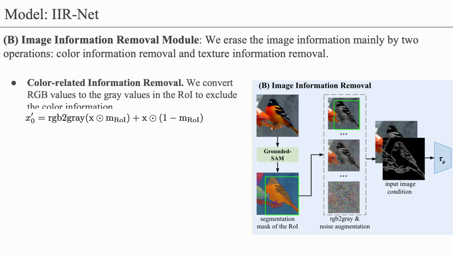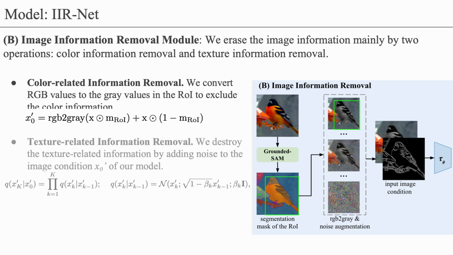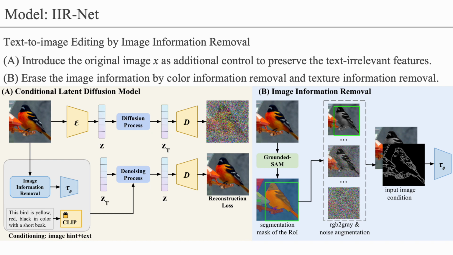For color information removal, we convert RGB values to gray values in the region of interest to exclude the color information. For texture information removal, we destroy the texture-related information by adding noise to the image condition of our model, which is x subscript 0 prime. This figure presents the whole pipeline of our model.